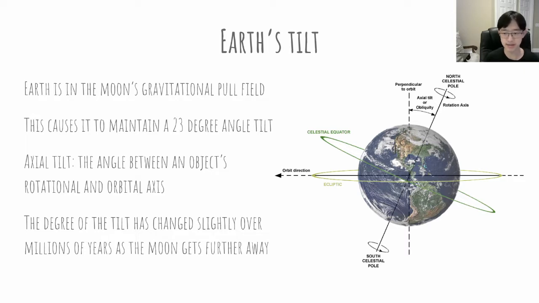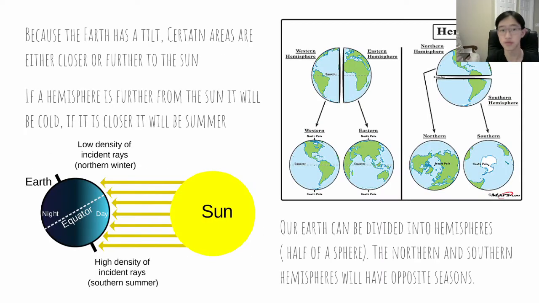Now the orbital axis is this horizontal line that you can see cutting through, and that's just the Earth orbiting in an elliptical pattern around the sun. And the rotational axis is this right here, as you can see. So this is what the Earth rotates 360 degrees around, and this angle in between the line that's perpendicular to the orbital direction and the rotational axis is the axial tilt or angle. So the degree of the tilt has changed slightly over millions of years as the moon has moved a bit farther apart from Earth, but it's a negligible change.